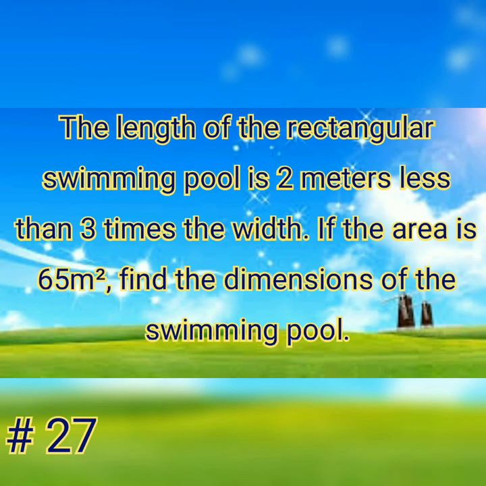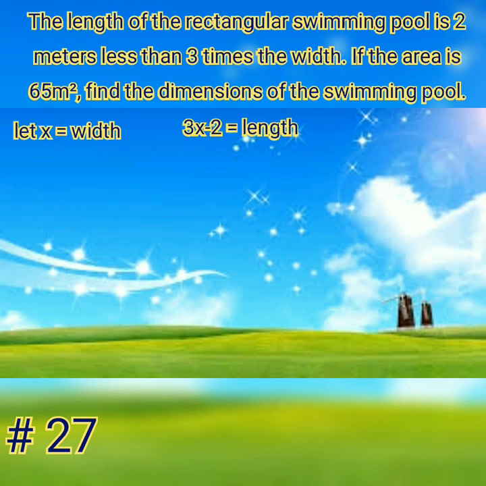The length of the rectangular swimming pool is 2 meters less than 3 times the width. If the area is 65 square meters, find the dimensions of the swimming pool. Let x be the width, 3x minus 2 be the length, and as it is given, the area is 65 square meters. Remember that area is equal to length times width, so we will substitute it.